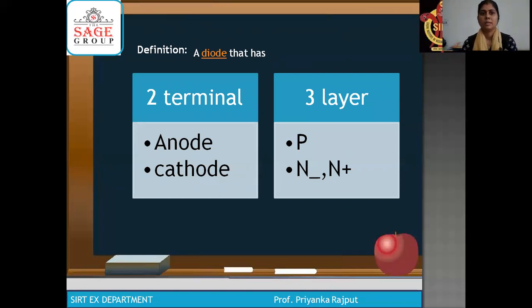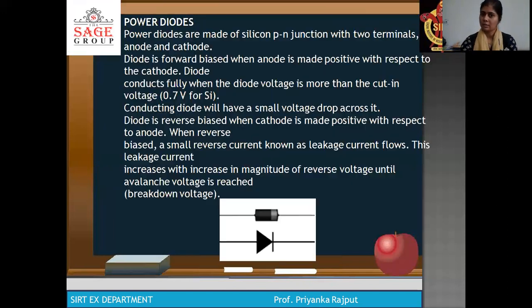Now, we define a power diode as one that has two terminals, anode and cathode, and three layers: P plus, N minus, and N plus. Power diodes are made of a silicon PN junction with two terminals. A diode is forward biased when the anode is made positive with respect to the cathode. The diode conducts fully when the diode voltage is more than the cut-in voltage, 0.7 volt for silicon. A conducting diode will have a small voltage drop across it.